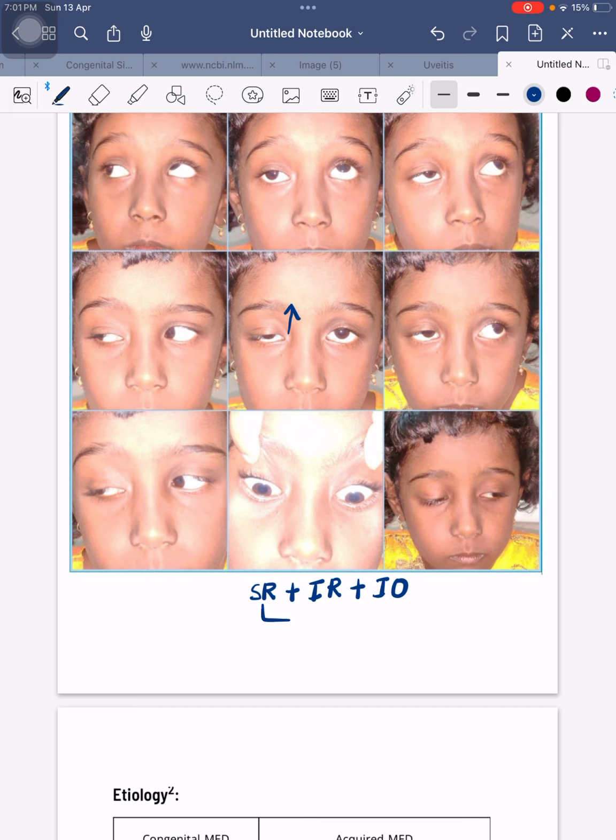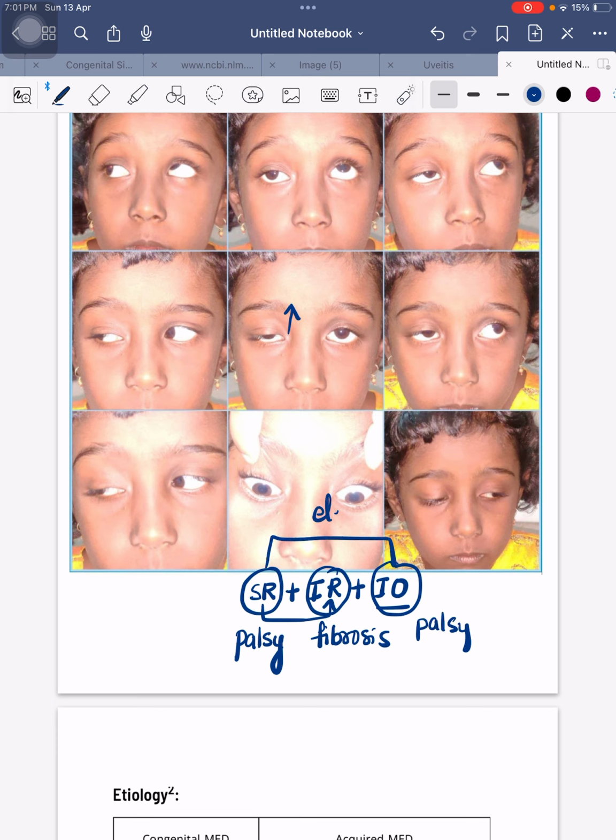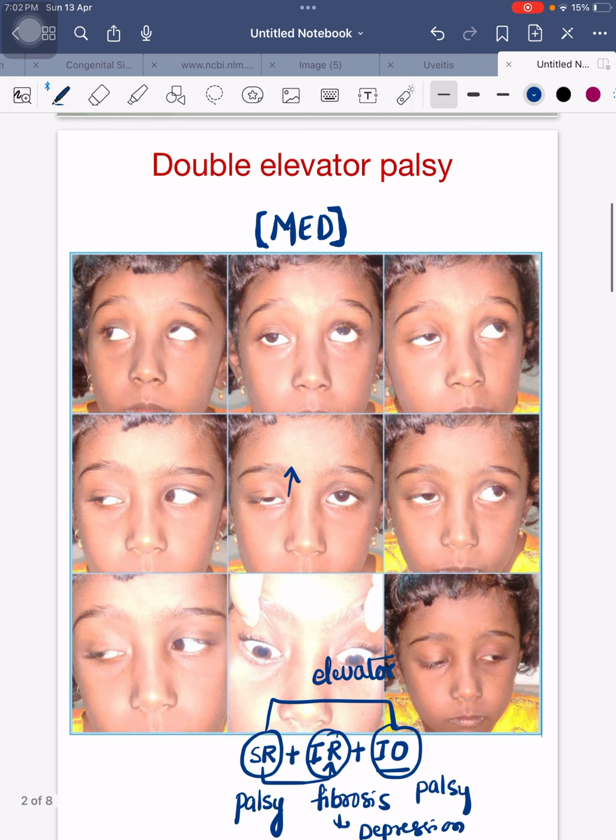And here the two rectus and one oblique, the superior rectus can go for palsy and inferior rectus can go for fibrosis or inferior oblique palsy. These are the two elevators of your eye, and this is the one which is a depressor of your eye. Most of the time MED is associated with ptosis, which is pseudoptosis more than the true ptosis.